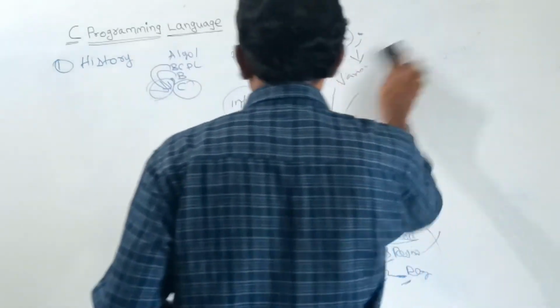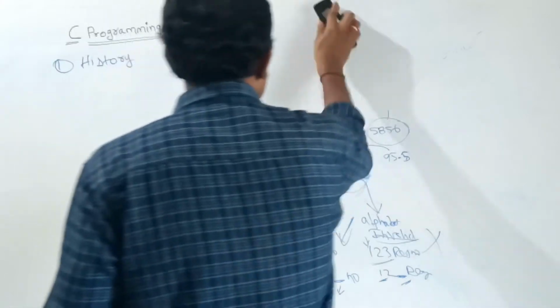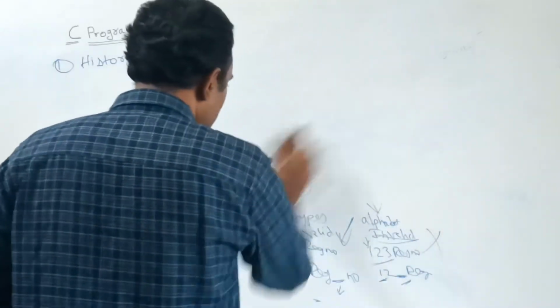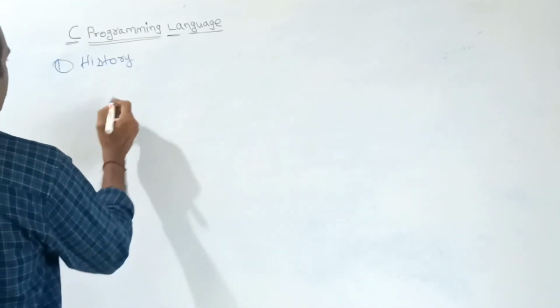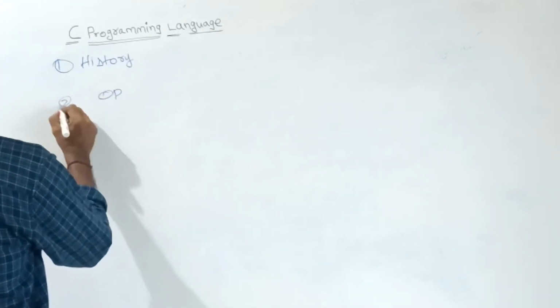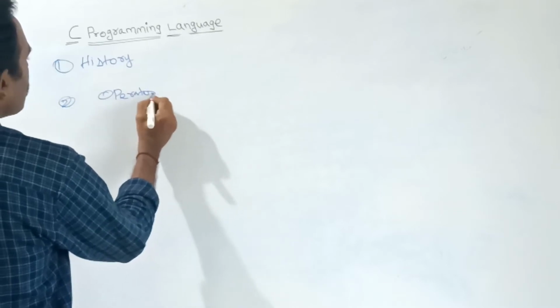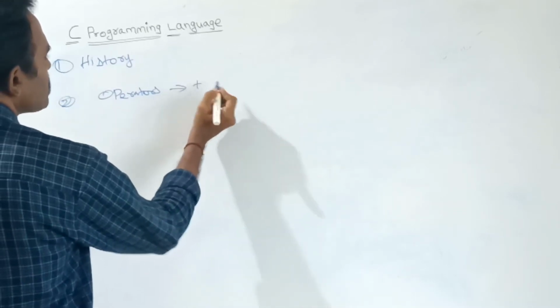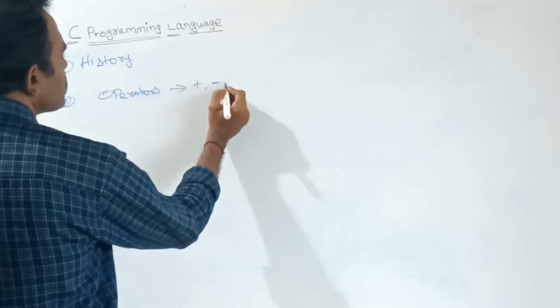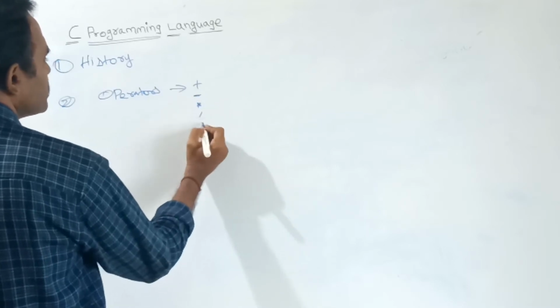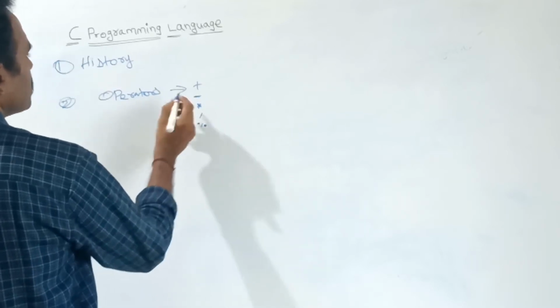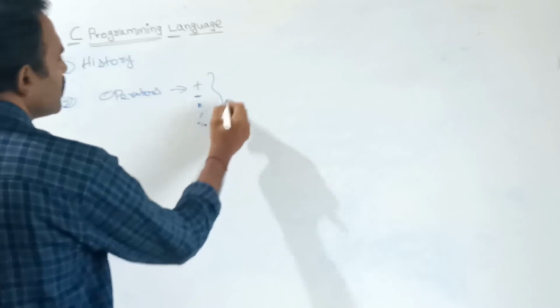First one, arithmetic operator. Arithmetic operators are used to manipulate arithmetic data, that is numerical data. What are the operator symbols in arithmetic operators? The plus symbol is used for addition. Next, the minus symbol is used for subtraction, and there are symbols for multiplication, division and modulo division. This is the arithmetic operator.